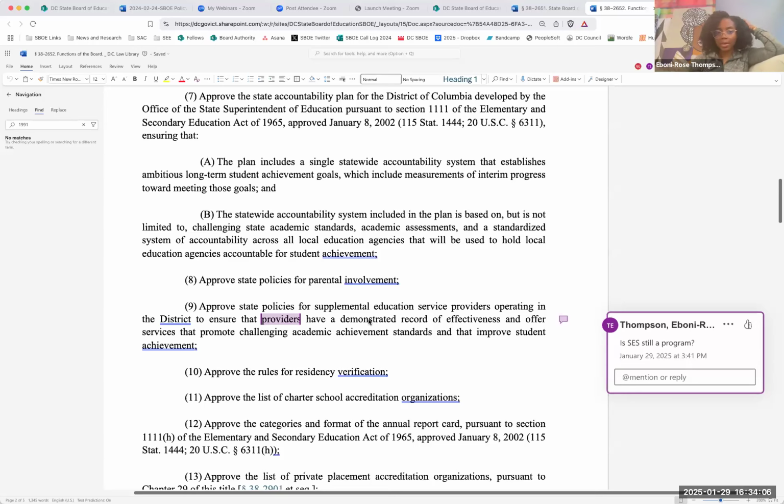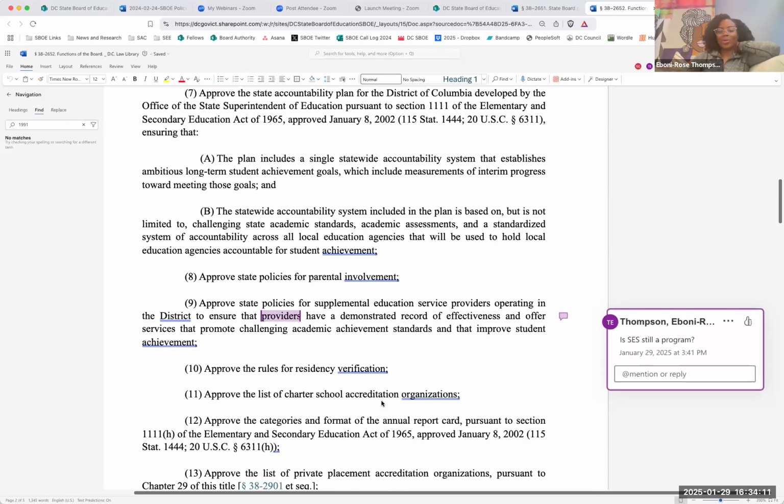And so those were all of my cleanup items in the document.